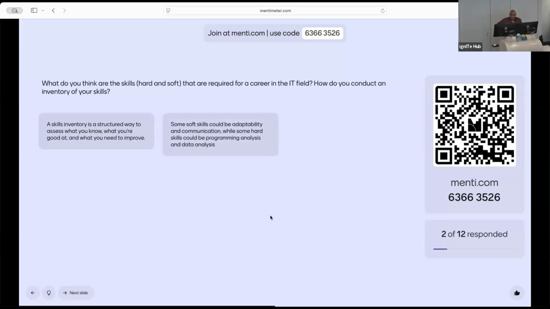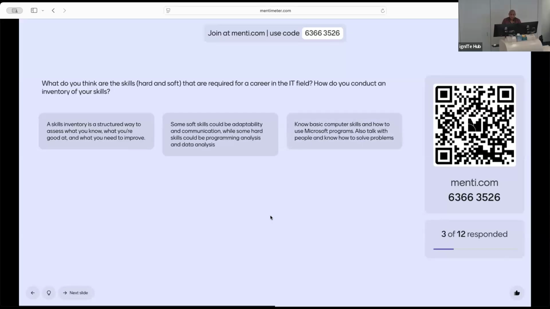Some soft skills could be adaptability and communication, perfect, while some hard skills could be programming and analysis. Yes, absolutely. I like that answer for one reason: hard skills are there. We're going to talk about some hard skills that are across the board. I don't care what area of IT you go into, you need to have these skills. But then as you start going into specific fields, you're going to need specific hard skills, specific certifications, specific knowledge. So that's a very good answer.